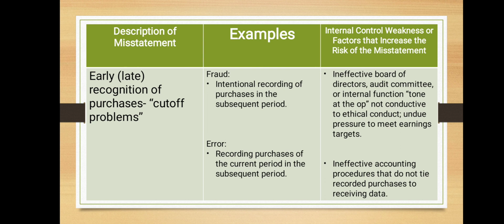Lastly, we have the early or late recognition of purchases, or cut-off problems. Examples: fraud, intentional recording of purchases in the subsequent period. Ineffective board of directors, audit committee, or internal audit function, tone at the top not conducive to ethical conduct, undue pressure to meet earnings targets. Error: recording purchases of the current period in the subsequent period. Ineffective accounting procedures that do not tie recorded purchases to receiving data.